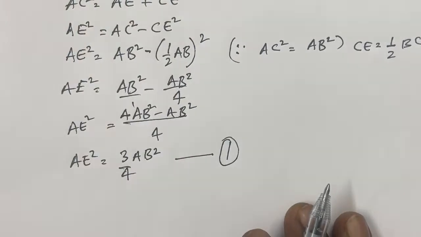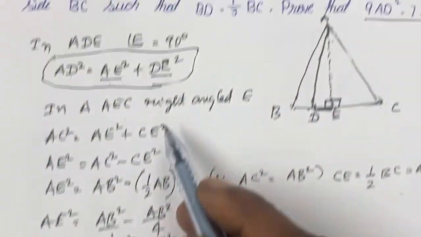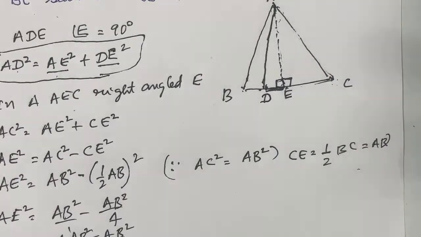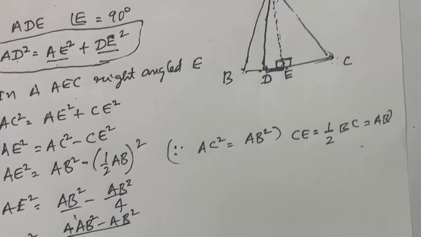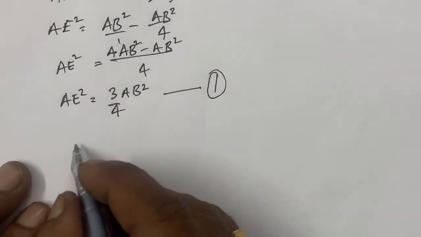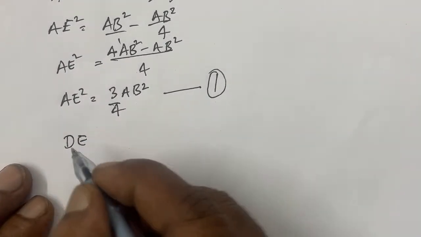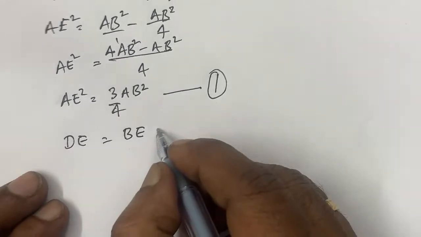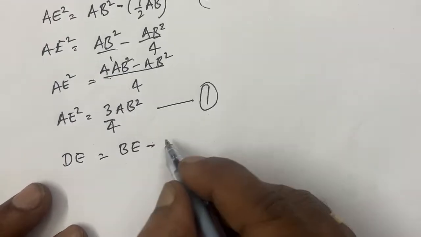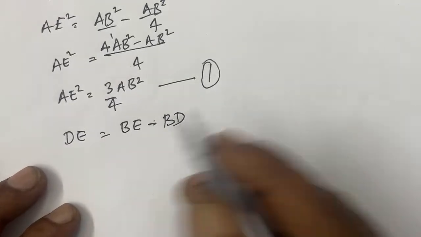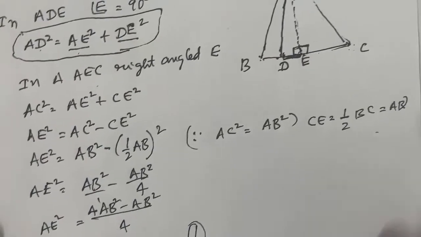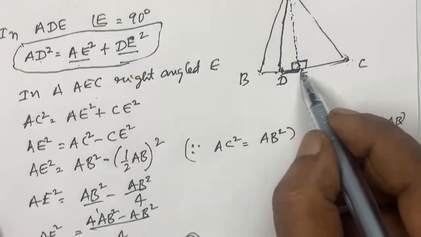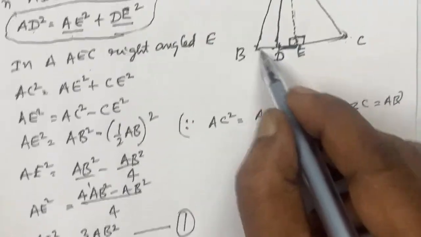Now I want the DE value. Where is it? Now I am calculating DE from this picture. See here, what I am doing: DE is equal to BE minus BD. You can see here, I will show you on the picture. DE is equal to BE minus BD.